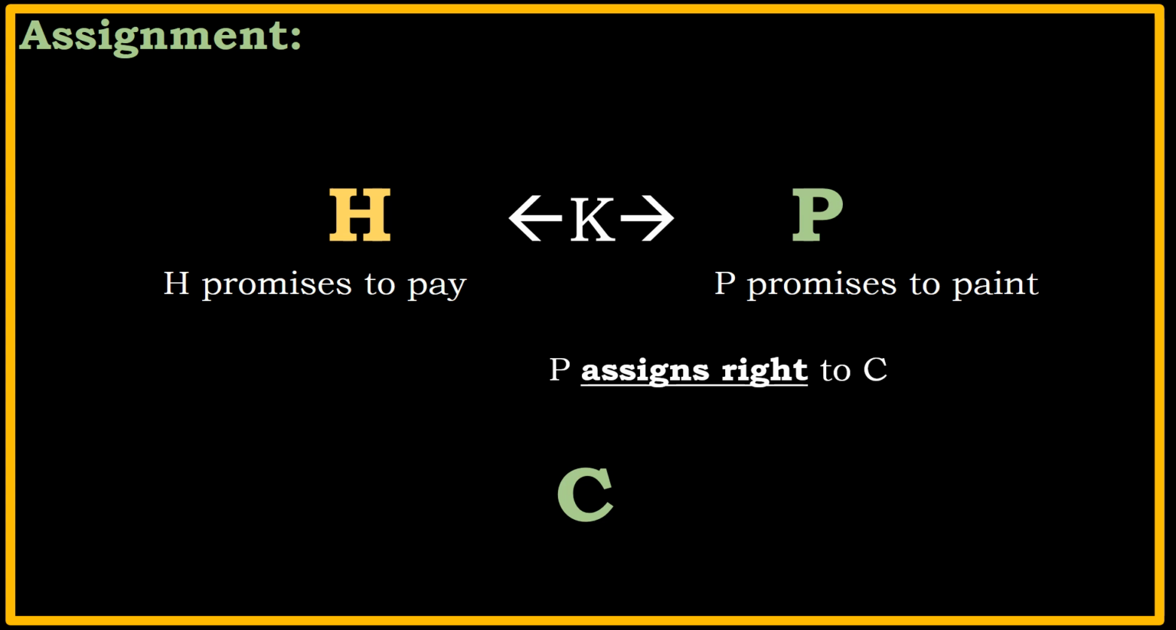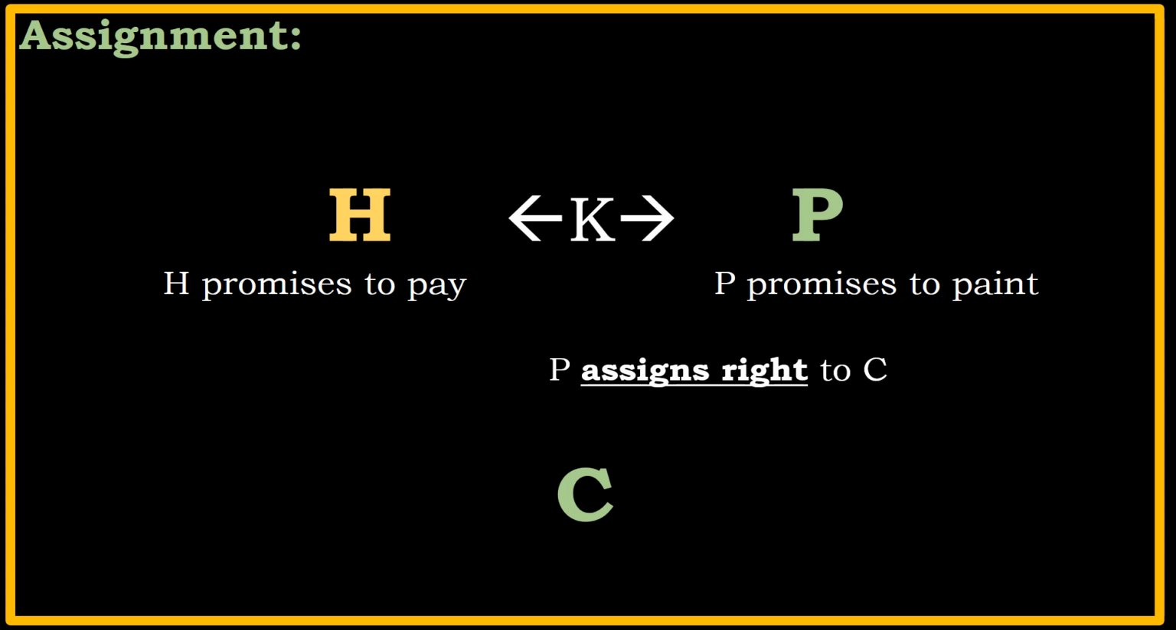Painter's obligation is to paint, but painter's right is to receive payment from homeowner. So homeowner promises to pay painter, and painter assigns the right to receive payment to C. That is an assignment of rights. P has assigned her rights to receive payment to C.